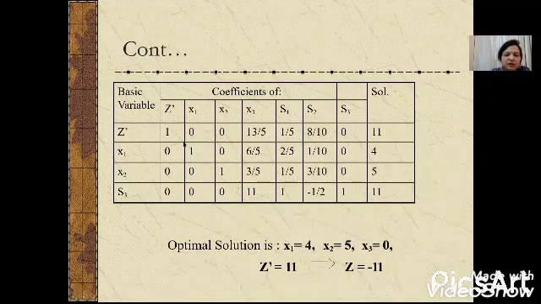So now we are in the position that the Z row has no negative coefficient. So we have reached the optimal solution here. The optimal solution is x1 is 4, x2 is 5, and x3 is 0. Since x3 is not in this table, x3 is 0 and Z dash is 11. So Z will be minus of 11.